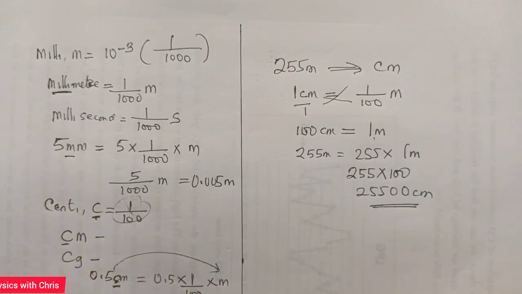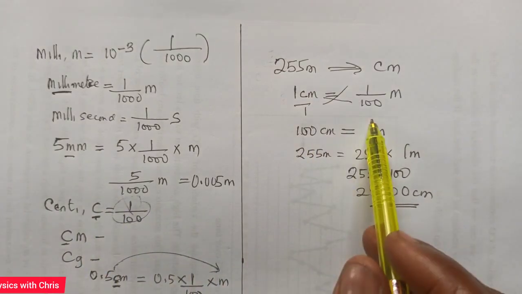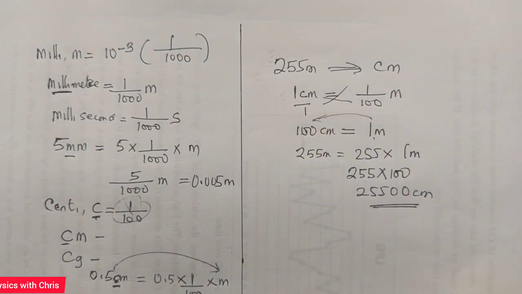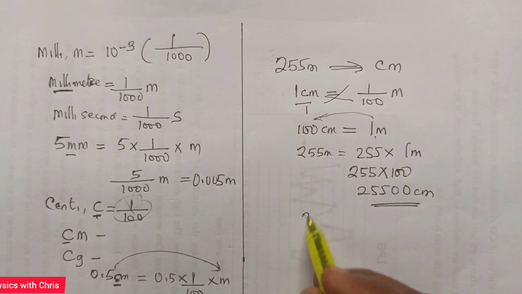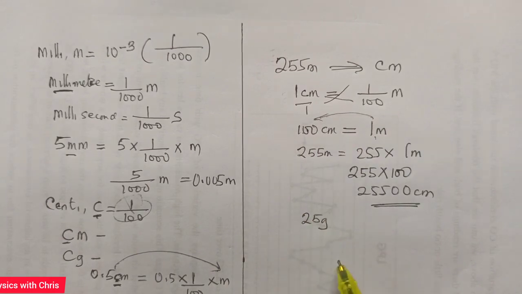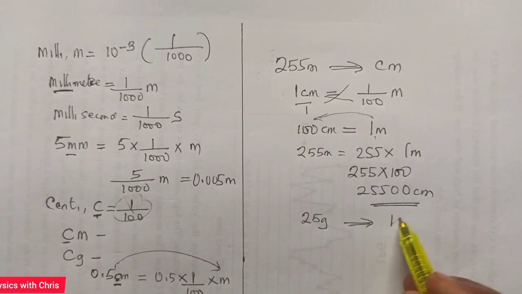So in converting, you must also know how to go from the smaller unit, which is centi, to the standard unit, and from the standard unit to the smaller unit expressed in multiples, to be able to do the conversion. Or you are given 25 grams, you have to express this in kilogram.